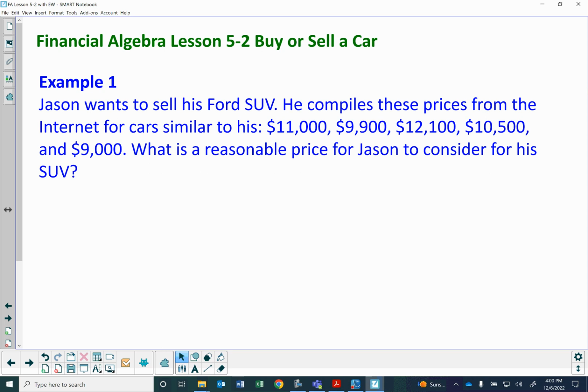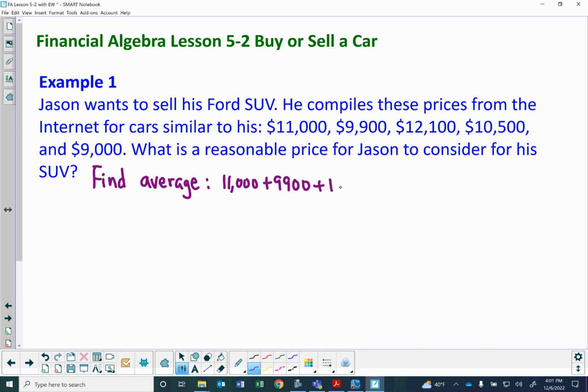Well, the easiest way to do this would literally be to find an average. So, if we're going to find an average for this, I'm going to show you what I would like you to show me in your homework. If you're going to find the average, first thing you're going to do is add all your numbers up. So 11,000 plus 9,900 plus 12,100 plus 10,500 plus 9,000. And we're going to divide that by the number of data points we have in our set. We have 1, 2, 3, 4, 5 data points.